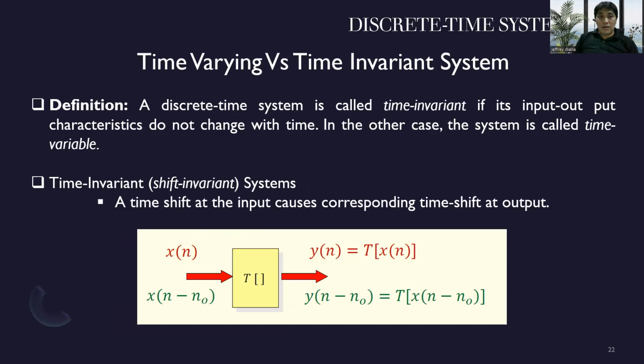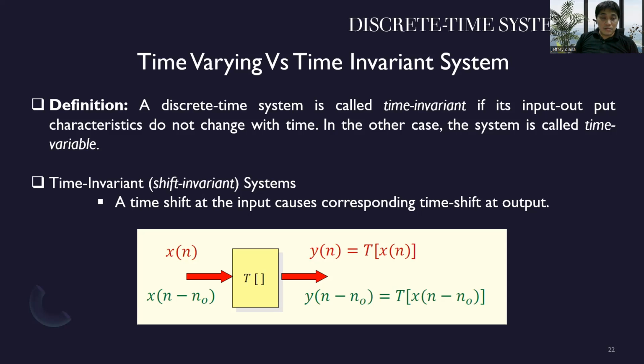Next, time varying versus time invariant system definition. A discrete time system is called time invariant if its input-output characteristics do not change with time. In the other case, the system is called time variable.